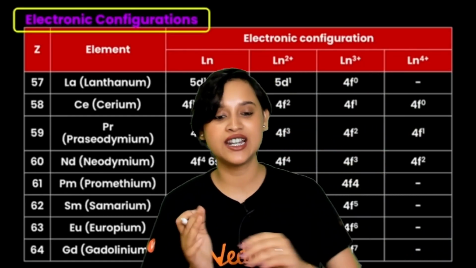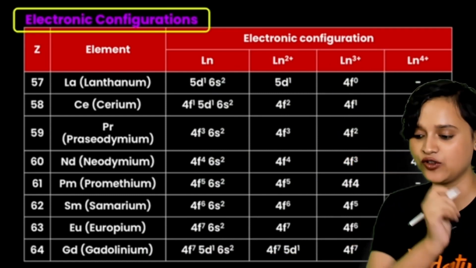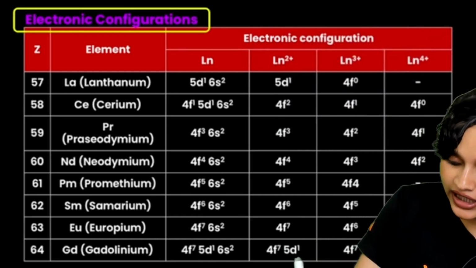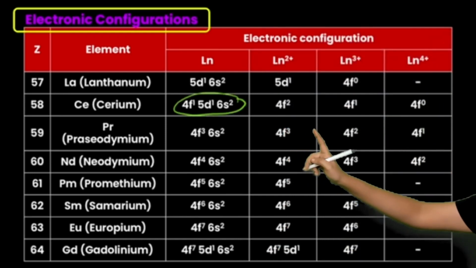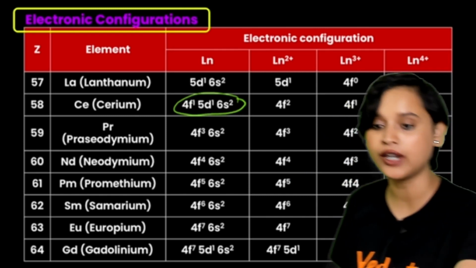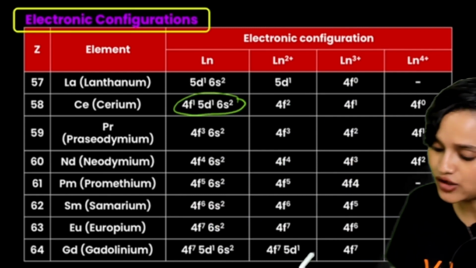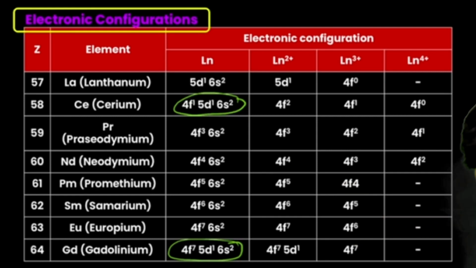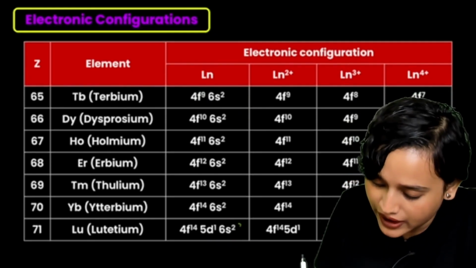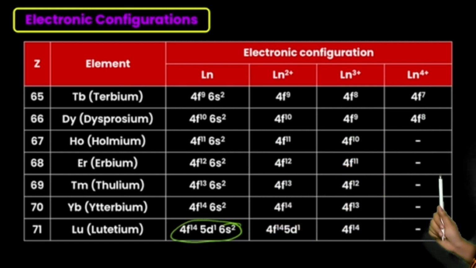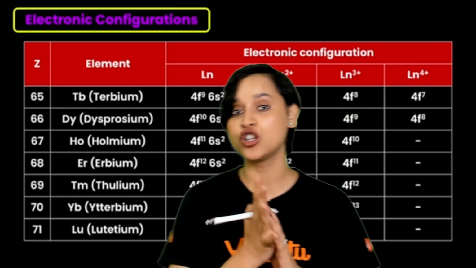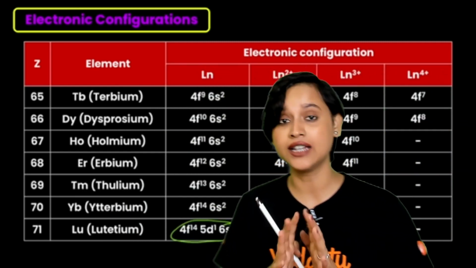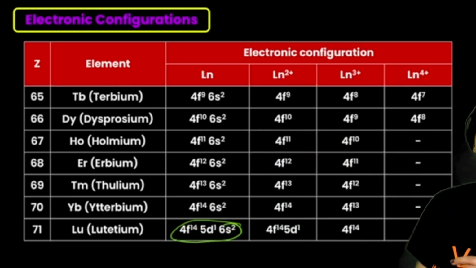Now let's take a look at the electronic configuration of all of them. If you really take a look at it, you will find that the exceptional electronic configurations are obviously cerium right here. Do you see cerium has 4f1, 5d1 and 6s2? Then you have gadolinium, which also has 4f7, 5d1 and 6s2. Apart from that, you will also find lutetium, which has 4f14, 5d1 and 6s2. These are the only elements which also have electrons present in the d orbitals. Otherwise, in none of the other elements will you find filled d orbitals.